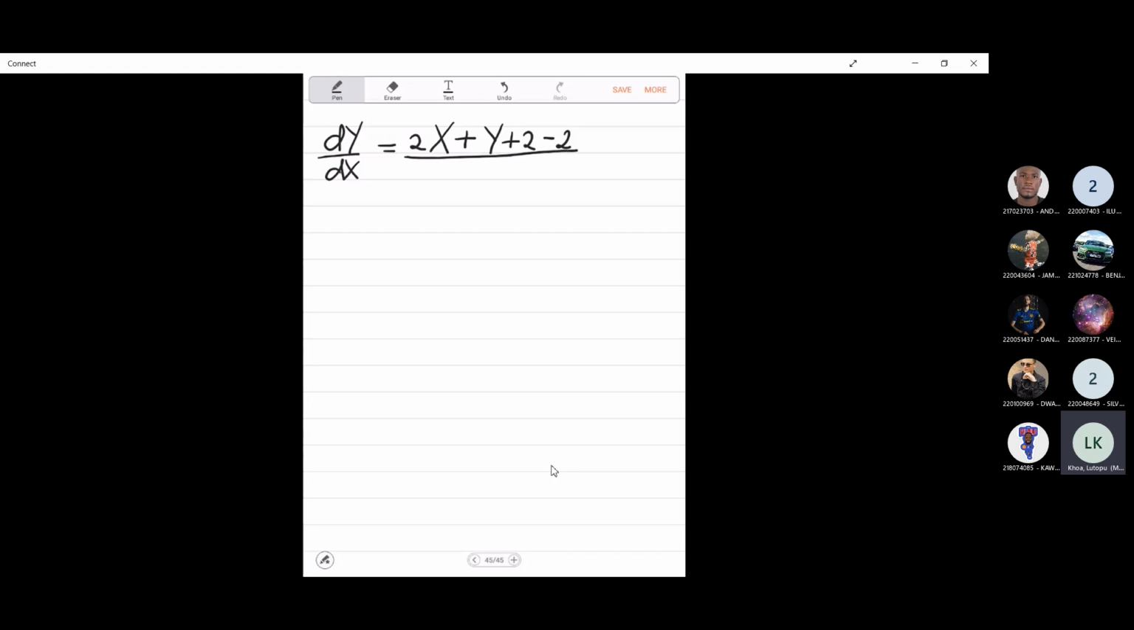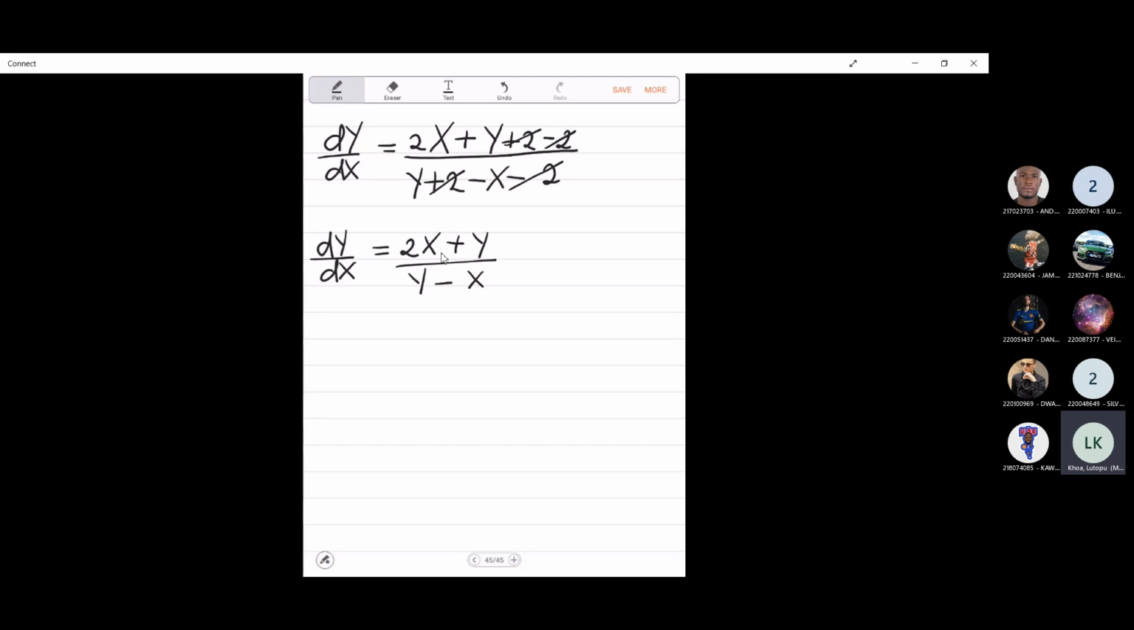Then in the denominator, I have y plus 2 minus x minus 2. Okay, so in the numerator, those two will cancel. The denominator, those will cancel. So I have dy dx. This is 2x plus y over y minus x. And now what I have is homogeneous.